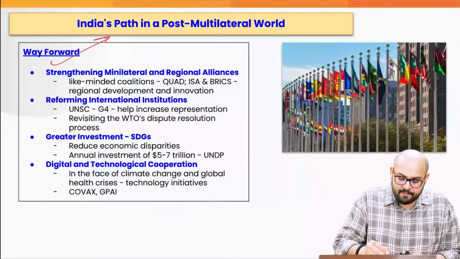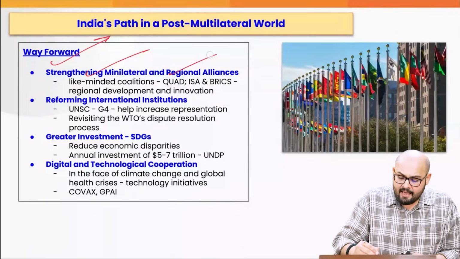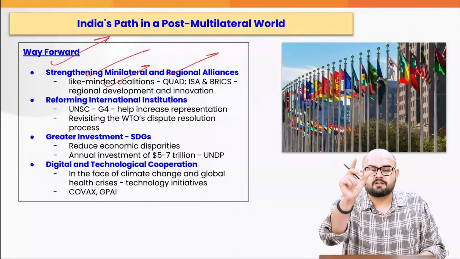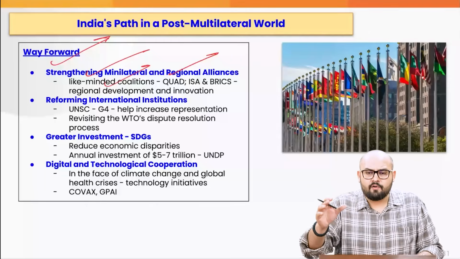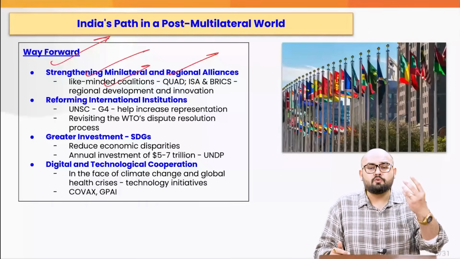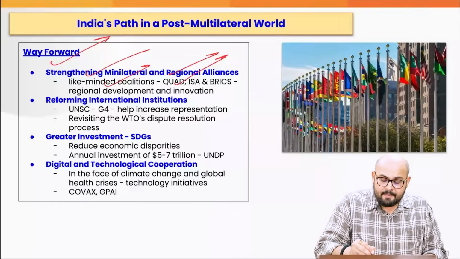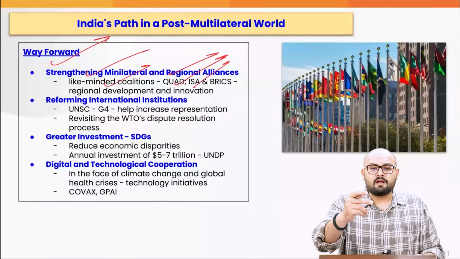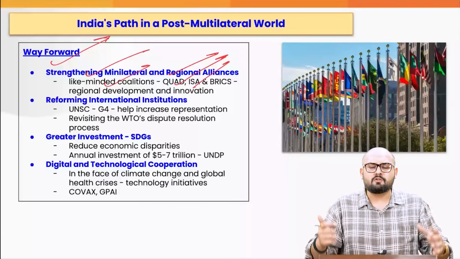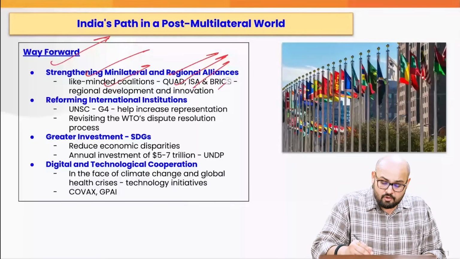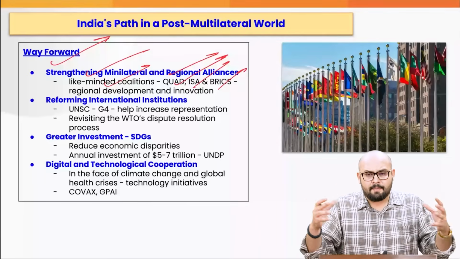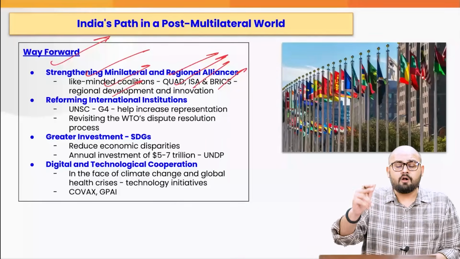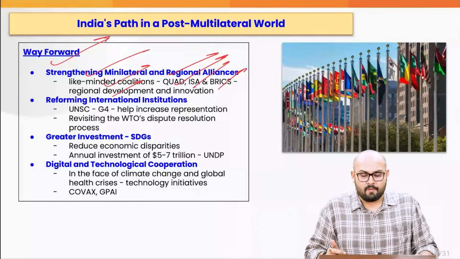The general way forward, as I told you, is strengthening minilateral and regional alliances. There have to be like-minded coalitions, issue-based partnerships. If we cannot go for multilateral setups, let's go for issue-based partnerships. Let's talk about peace and tranquility in the Indo-Pacific. We have the Quad. Let's talk about revitalizing renewable energy sources. We have the International Solar Alliance. Let's talk about the Global South having closer partnerships. We have the BRICS. So issue-based partnerships. Then again, this would also focus upon regional development and innovation, right?